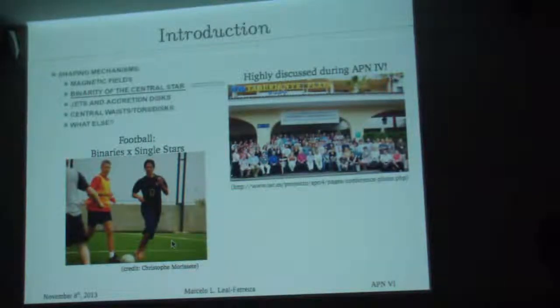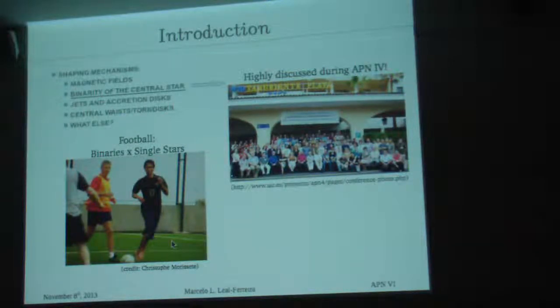So what are the mechanisms that shape these objects? Well, these I took from the APN page, and here I included something more that we discussed during the conference that was remembered by Joey yesterday. So binarity is something that is always highly discussed. In APN4, I remember at that time that the community was more divided in terms of this specific mechanism. And to exemplify that, I'll put here the football game, our traditional football game, where the teams are divided between the binary supporters and the single star supporters. And I believe that now actually the community is more convinced about the binaries.